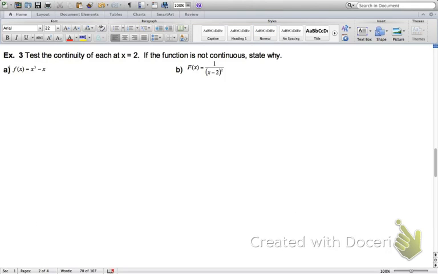Now, for example 3, we want to test the continuity of each at x equals 2. If the function is not continuous, I would like you to state why, and we will do that as we go through each of the examples.